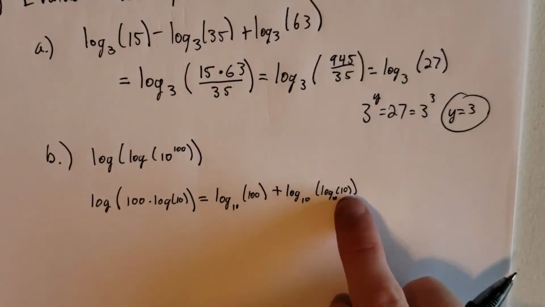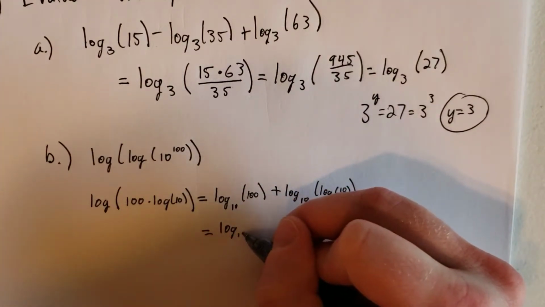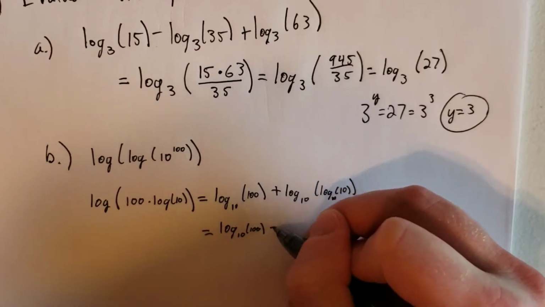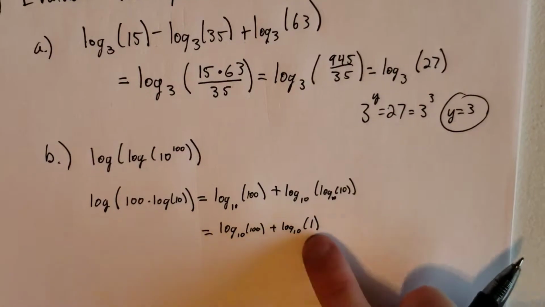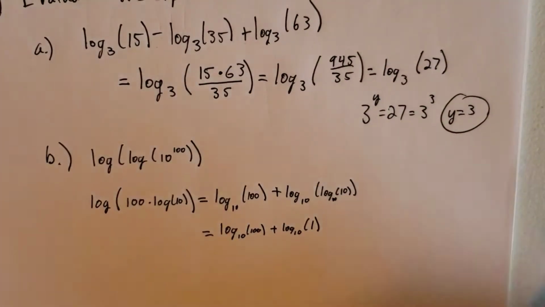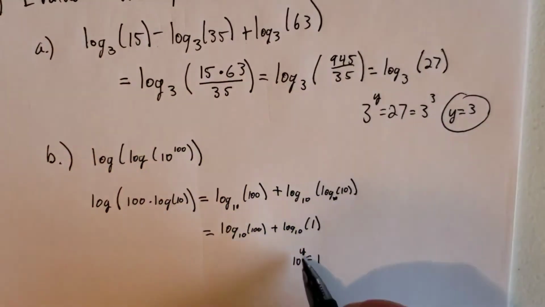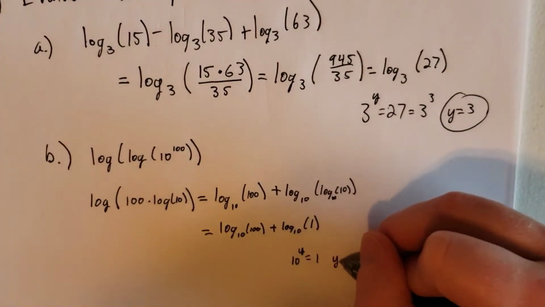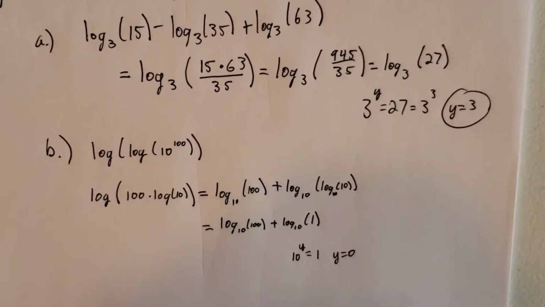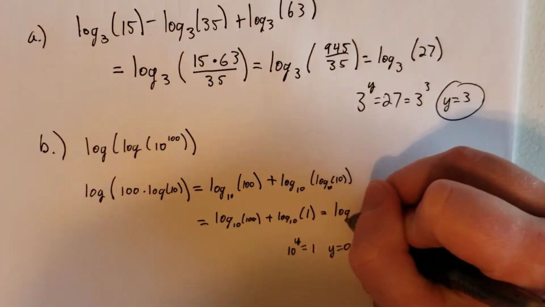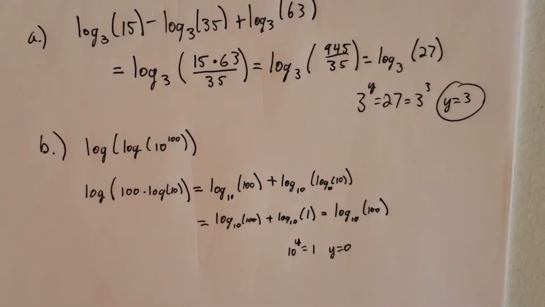Well, what is log base 10 of 10? Well, that is 1. So we're going to rewrite all of this as log base 10 of 100 plus log base 10 of 1. Well, what is this? To evaluate that, again, this is 10 raised to the y is 1. Well, what does y have to be? That means y is 0. So it tells you that log base 10 of 1 is 0. So this entire expression is in fact just log base 10 of 100.